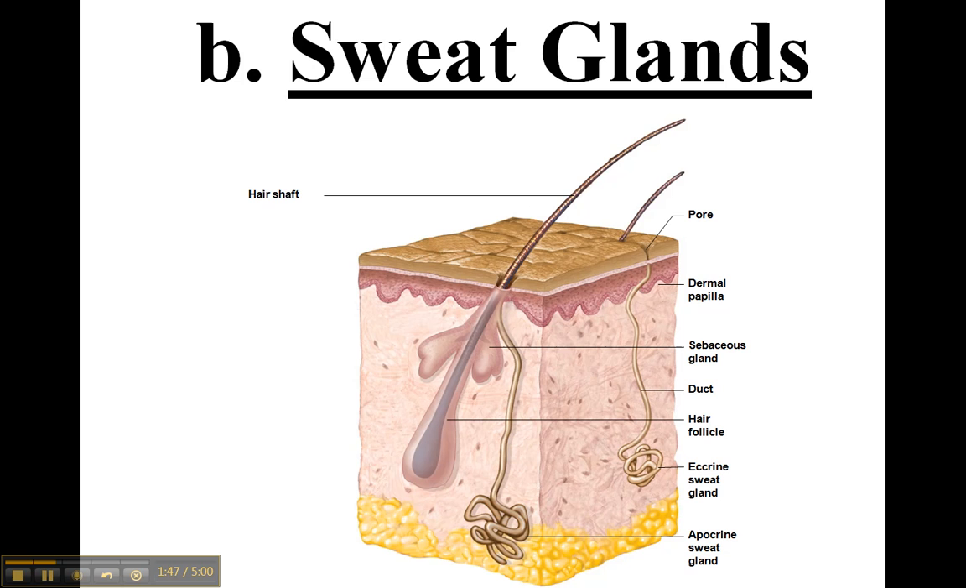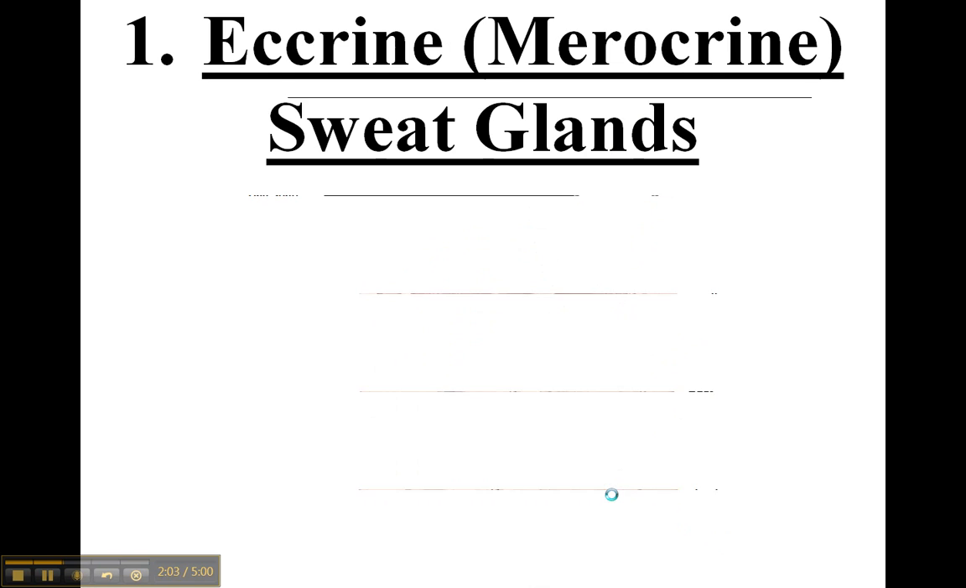Next are the sweat glands, and there are two different types. Some of them are connected to hair follicles, like this one down here called an apocrine sweat gland, and some of them are not, like the eccrine sweat glands, and we'll talk about the difference between the two. First, let's talk about the eccrine sweat glands. They are also called merocrine sweat glands.